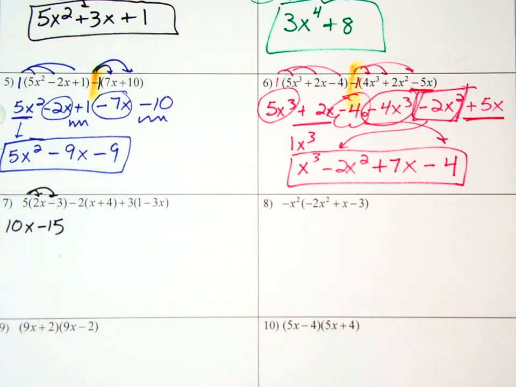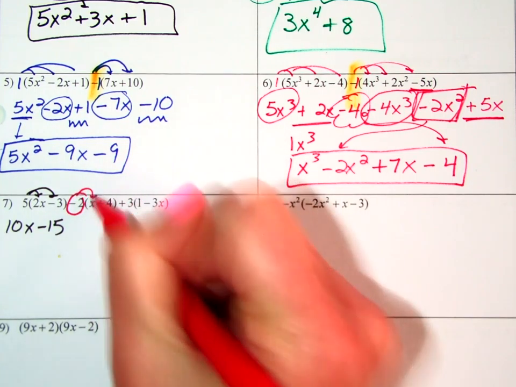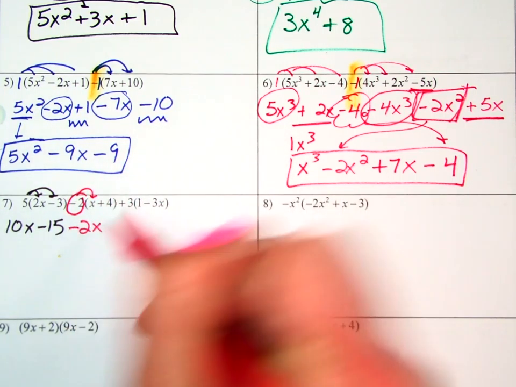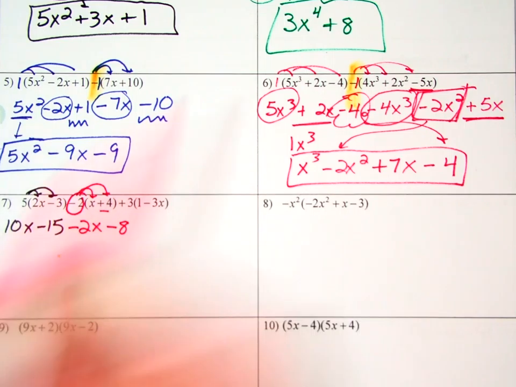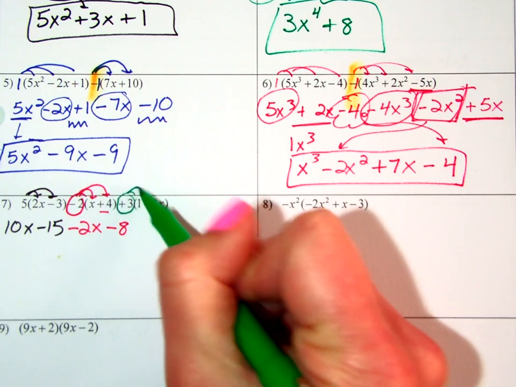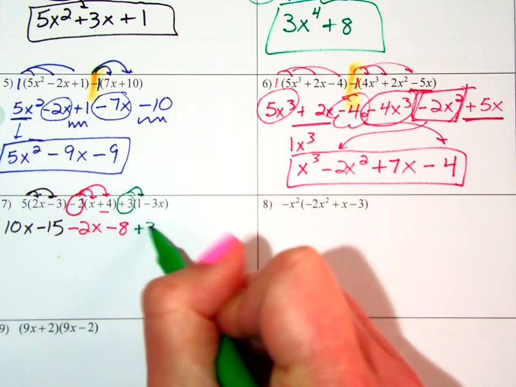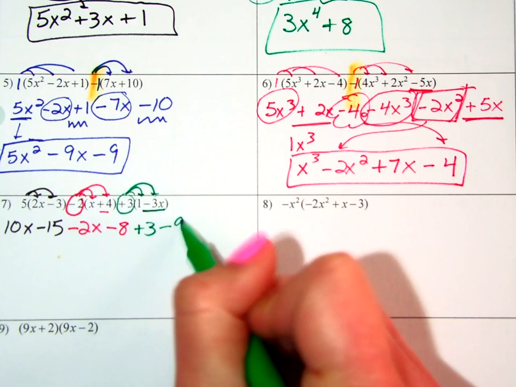Then when we shift to our next one, we're distributing the negative 2 into the parentheses. So negative 2 times x is negative 2x. Negative 2 times positive 4 is negative 8. And then we get to another set of parentheses. So now we're distributing our positive 3. So positive 3 times 1 is positive 3. Positive 3 times negative 3x would be negative 9x.